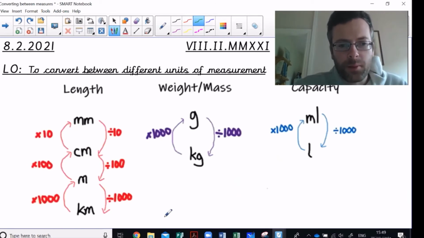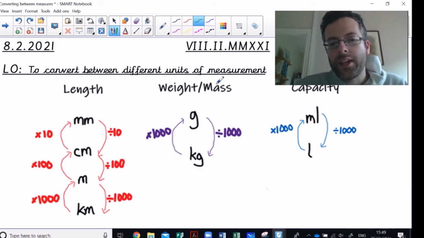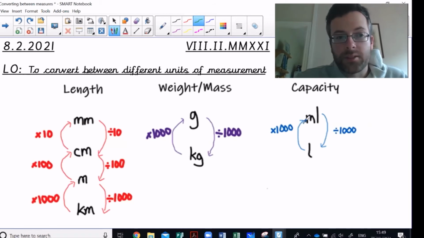So these are the facts we need to remember. When we're talking about length, we've got millimetres, centimetres, metres, kilometres, and we need to remember that it's 10, 100, 1,000. When we are looking at weight or mass, we just use grams and kilograms, and 1,000 is the important number. And when we're looking at capacity, we use litres and millilitres, and again, 1,000 is the important number.